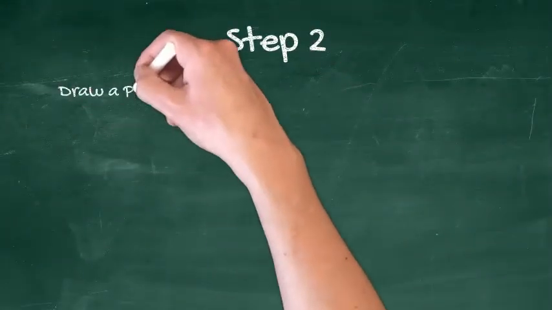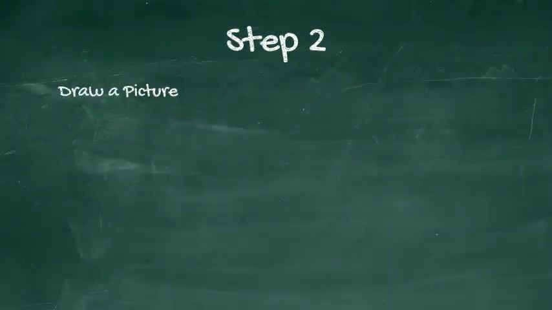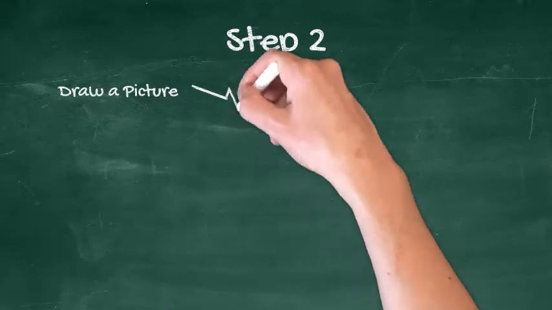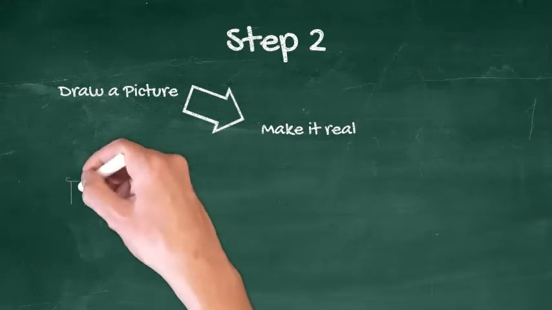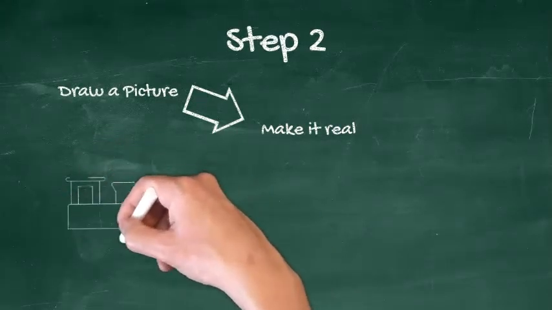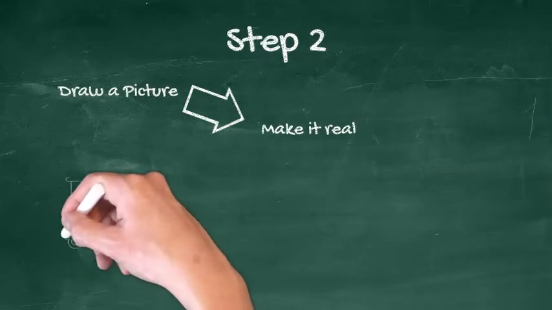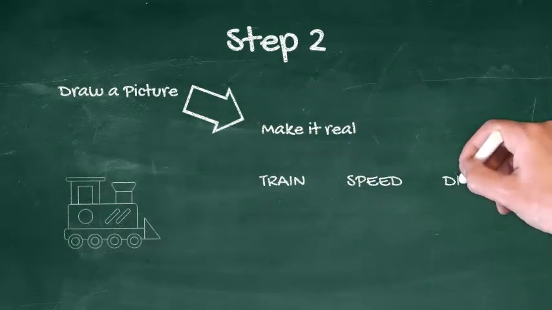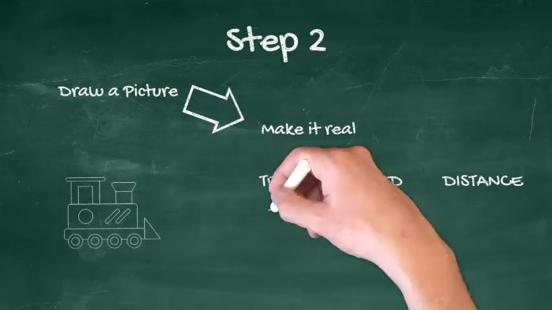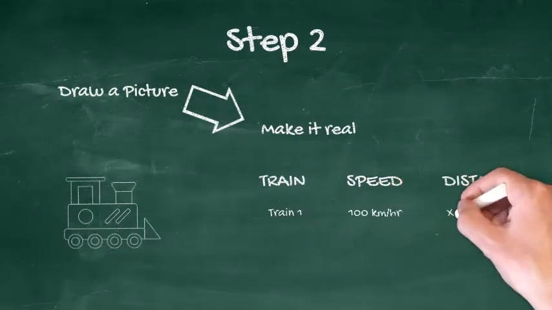Step 2. Draw a picture. Use arrows, circles, lines, whatever works for you. This makes the problem real. A favorite word problem is something like one train leaves station A traveling at 100 kilometers per hour and another train leaves station B traveling at 60 kilometers per hour. Draw a line, the 2 stations, and the 2 trains at either end. Depending on the question, make a table with a blank portion to show information you don't know.